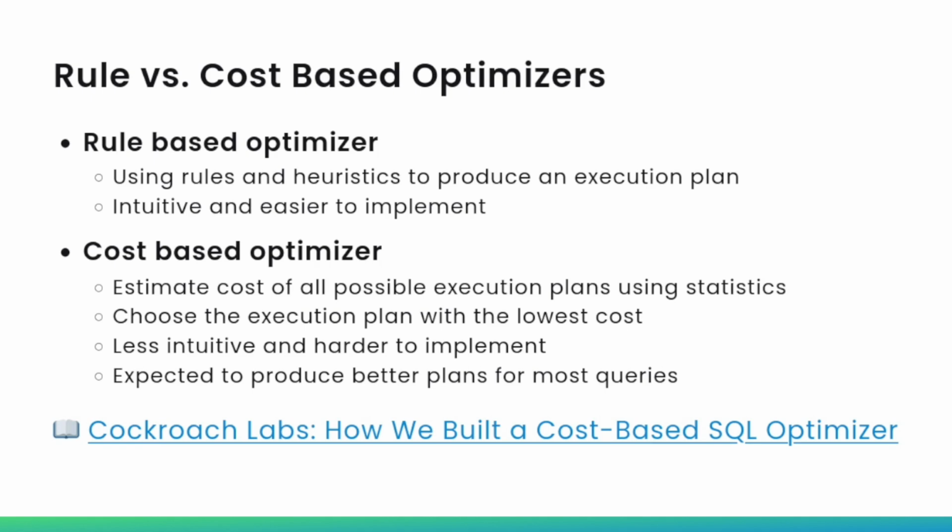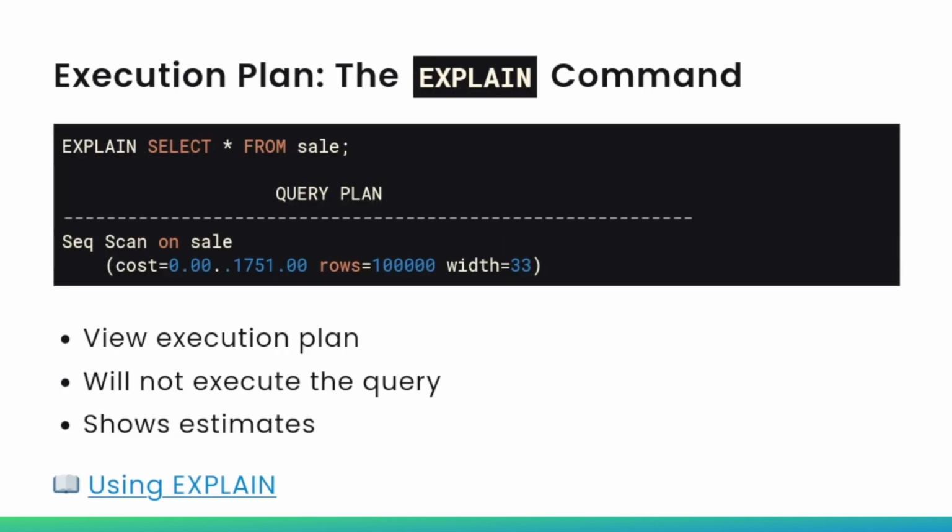However, a rule-based optimizer is usually easier to implement. It's much more intuitive. If I had to tell you, hey, build an optimizer, this is most likely what you would do because it's a lot more intuitive. But a cost-based optimizer is proven time and again to be more effective in identifying the best execution plans. So let's look at what an actual execution plan looks like.